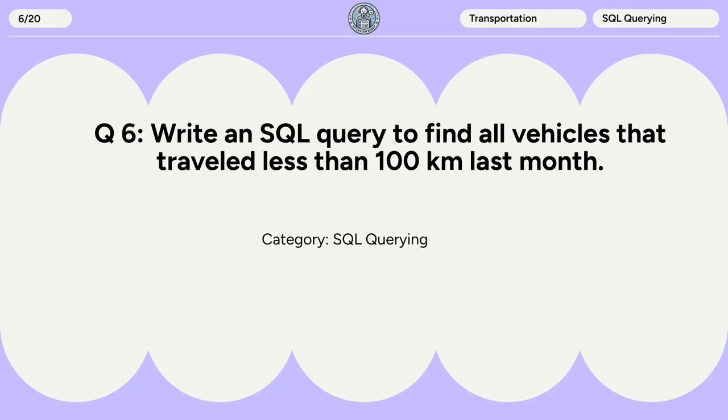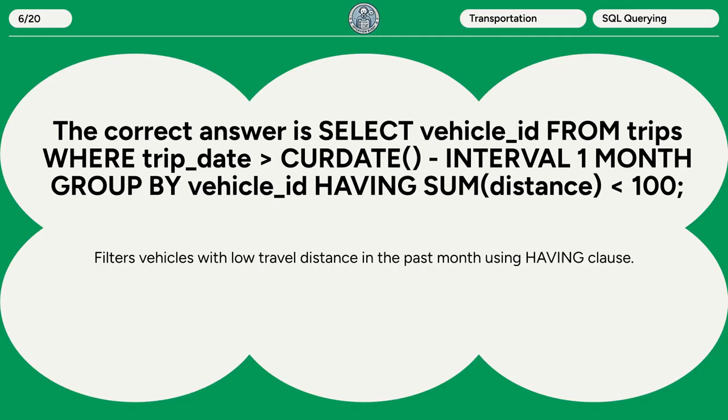Question 6. Write an SQL query to find all vehicles that traveled less than 100 kilometers last month. The correct answer is: SELECT vehicle_id FROM trips WHERE trip_date > CURDATE() - INTERVAL 1 MONTH GROUP BY vehicle_id HAVING SUM(distance) < 100. Filters vehicles with low travel distance in the past month using the HAVING clause.